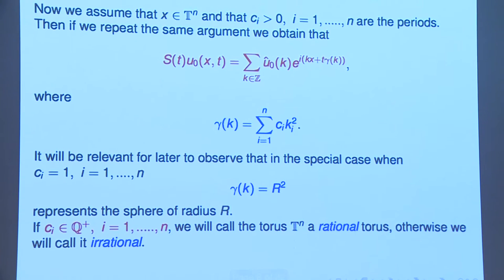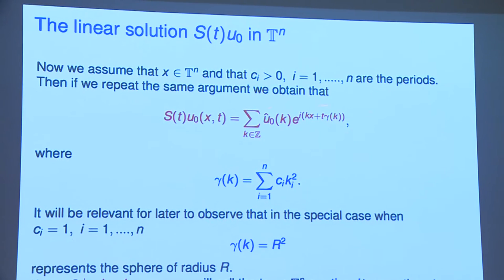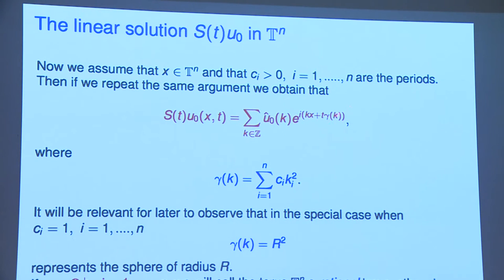So let me tell you what it looks like when you are in higher dimension. Just by repeating the same argument, you will end up with this expression here. And here, in the one-dimensional case, you have the k square. In the n-dimensional case, you're going to get a gamma(k), which is this object, which is positive. The k_i, k_1 up to k_n, are the components of my vectors in n dimensions. And these c_i's are going to be related to the periods, or whatever direction you go.